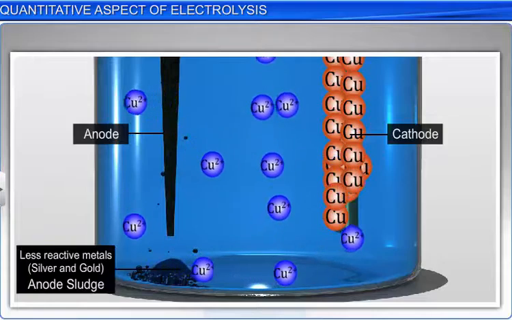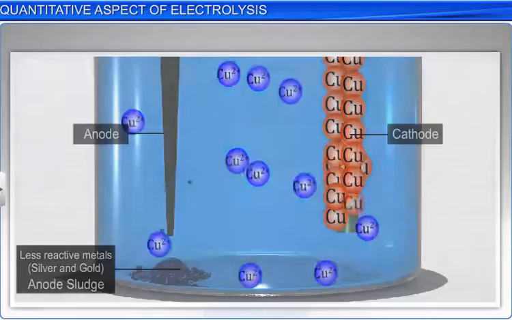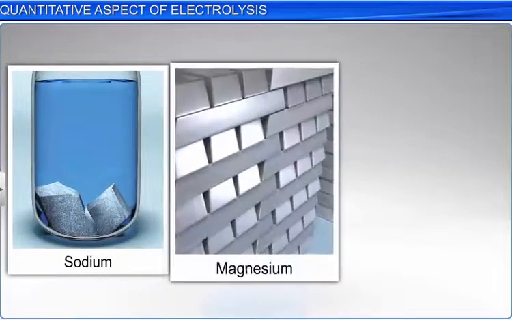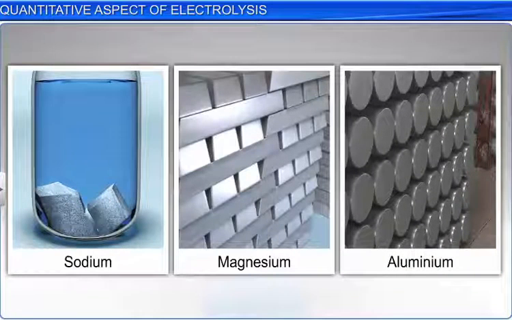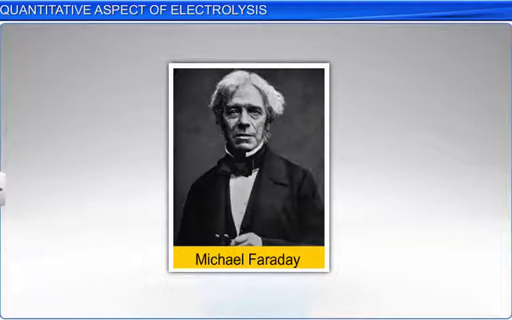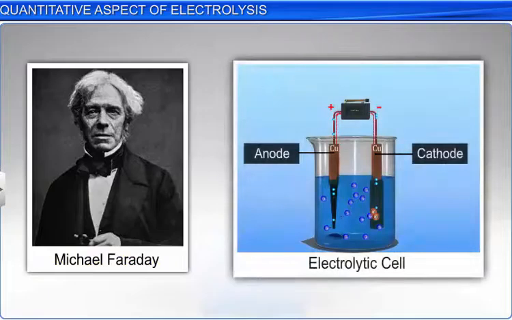Michael Faraday was the first scientist to quantitatively study electrolysis. Faraday's work can be summarized in his 2 laws of electrolysis. Faraday's first law states that the extent of chemical reaction that occurs at any electrode during electrolysis is directly proportional to the quantity of electricity passed through the electrolyte.